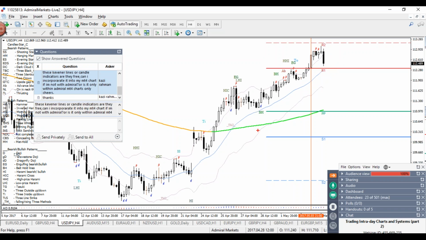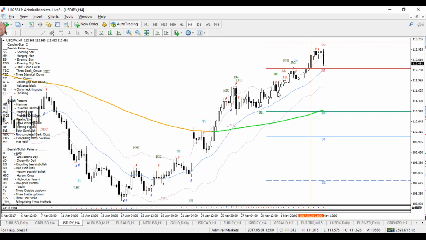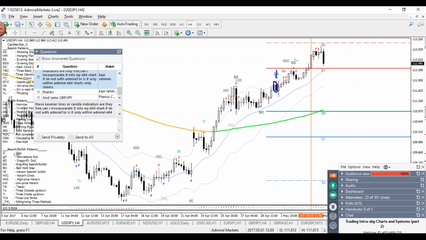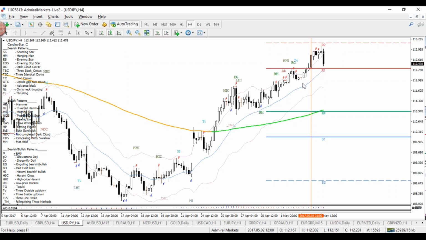And of course, be aware that they're not always going to work perfectly. This one is a failed one, and so is this one. All right. Now this one does not qualify. Why? Because we didn't have price riding above the Keltner. Okay, so you want to be aware of that.